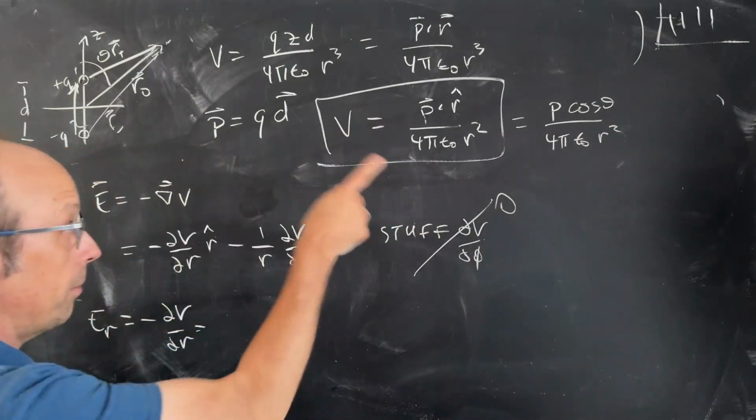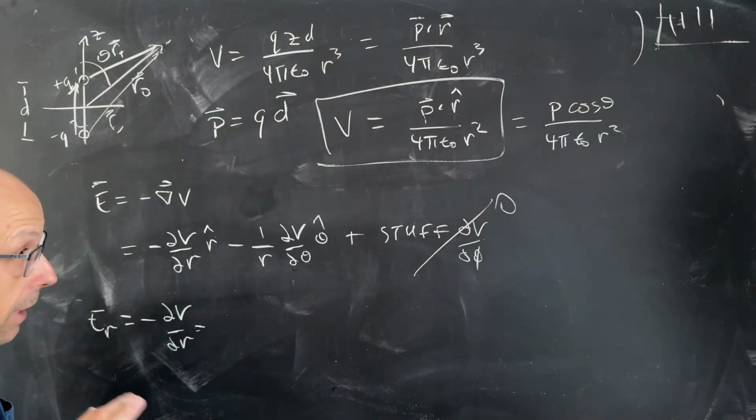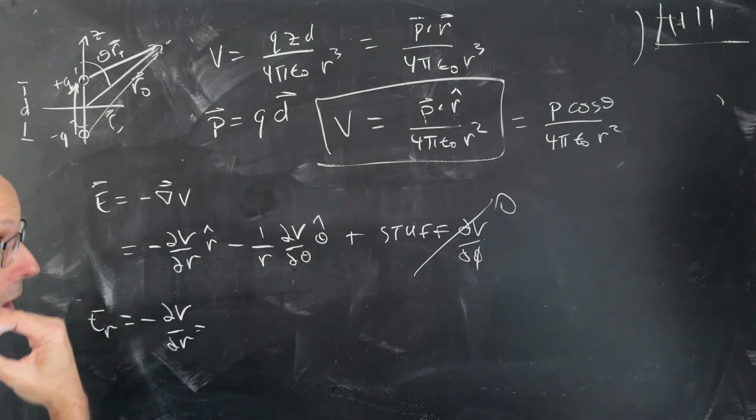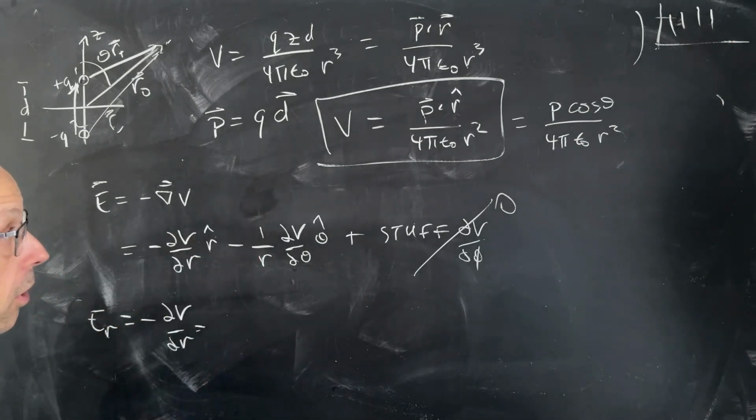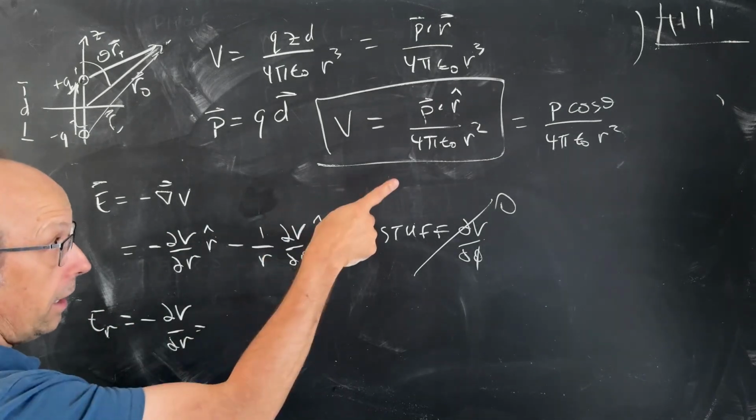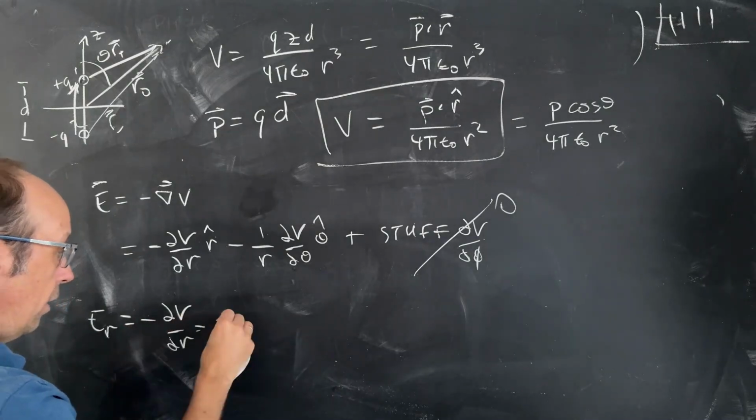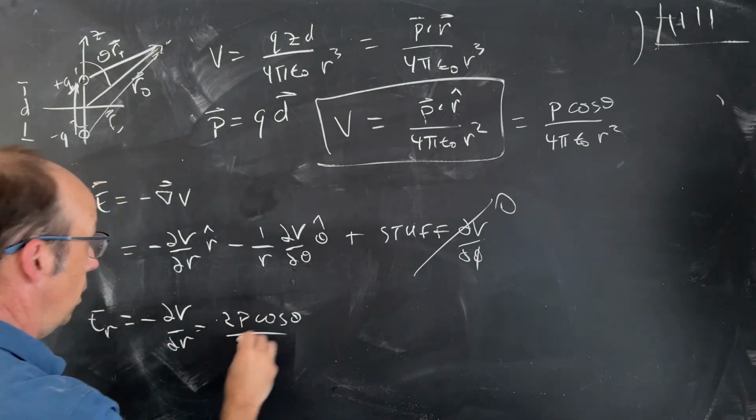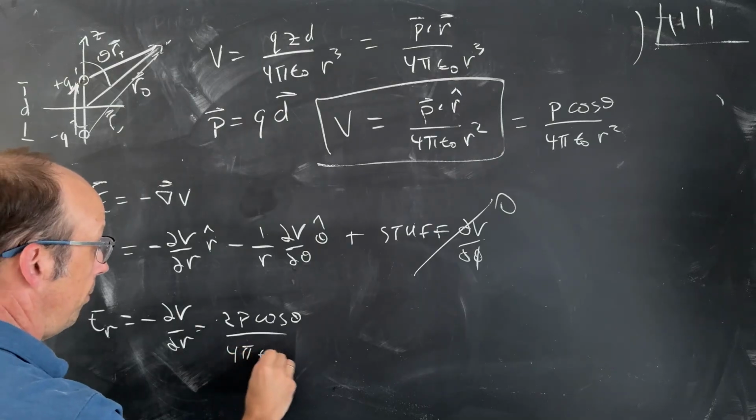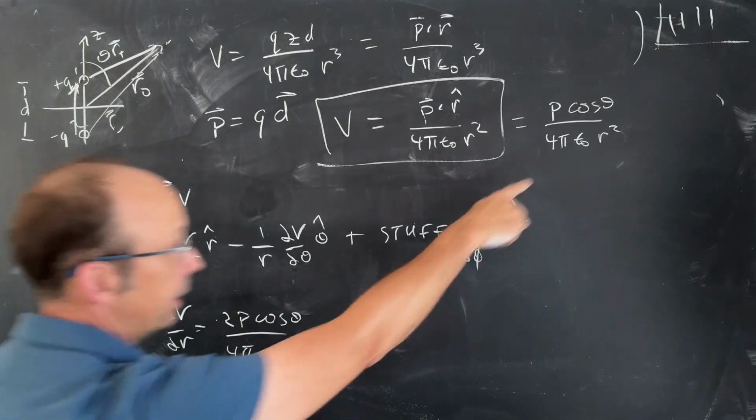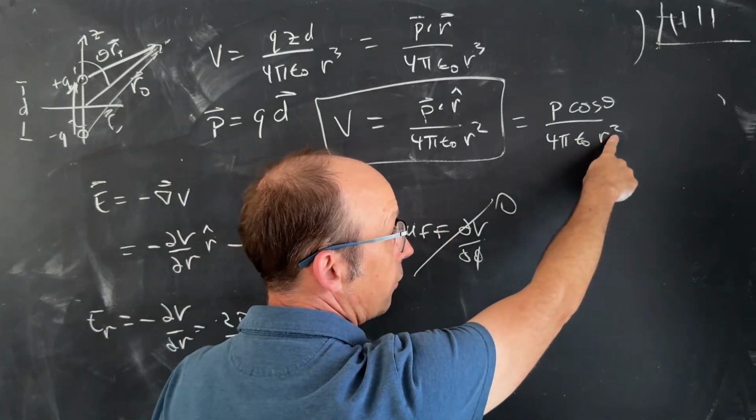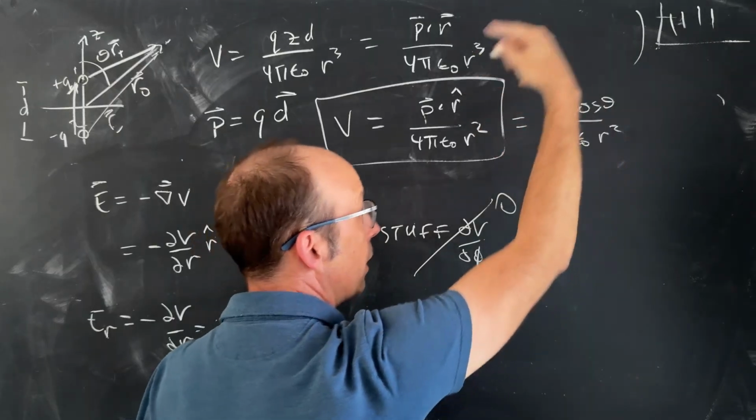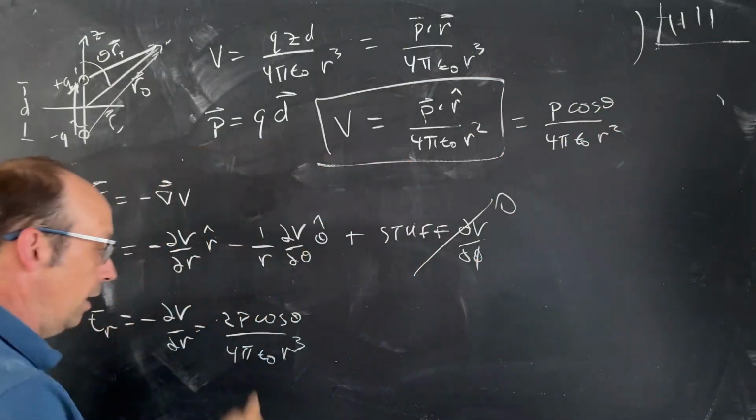So I'm going to keep theta constant and take the partial with respect to r, so I'm going to get minus 2, and there's another negative there, so I get 2 p cosine theta over 4 pi epsilon naught r cubed, right? When I take the derivative, it's r to the minus 2. I bring the minus 2 down front, I decrease by 1, I get minus 3. That's that.